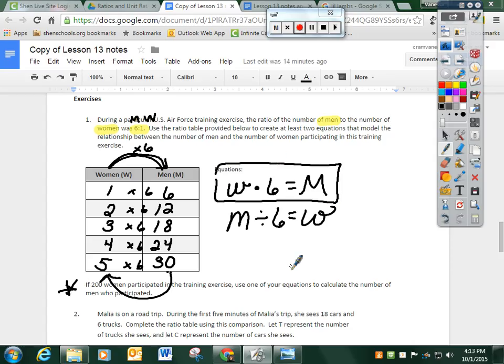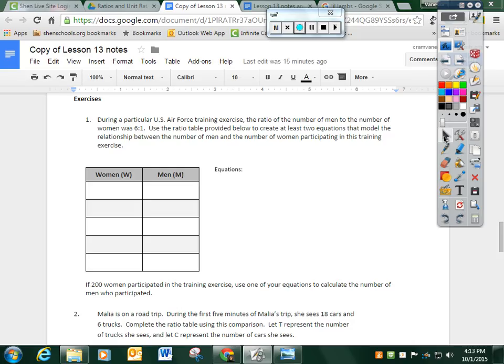So you are going to take W times 6 equals your M. You know your women are 200. You're going to substitute it in. You're going to times it by 6, and 200 times 6 is going to give us 1,200 men. Oh, what a great question.